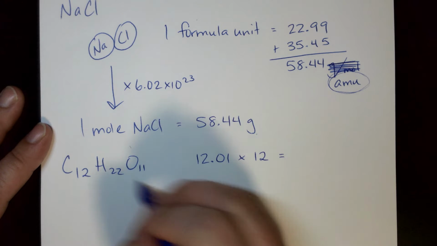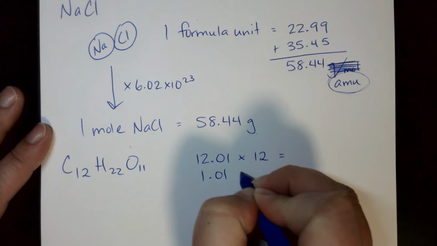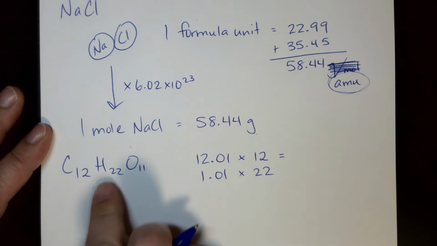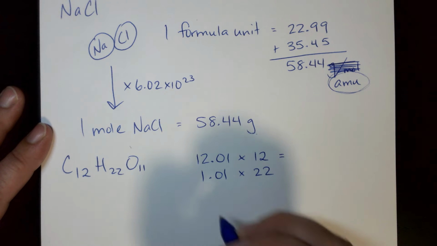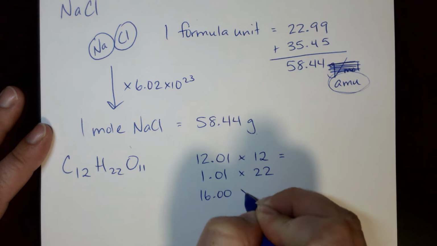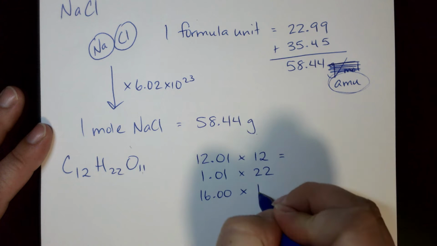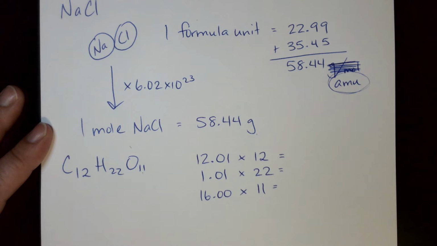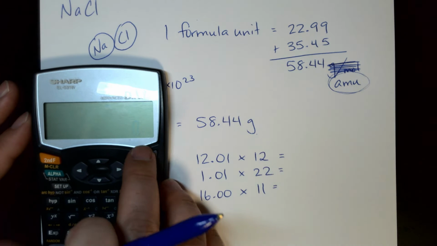We would take the mass of a hydrogen atom, multiply it by 22 because there's 22 of them. Take the mass of an oxygen atom, multiply it by 11 because there's 11 of those. And I'm getting those masses from the periodic table.